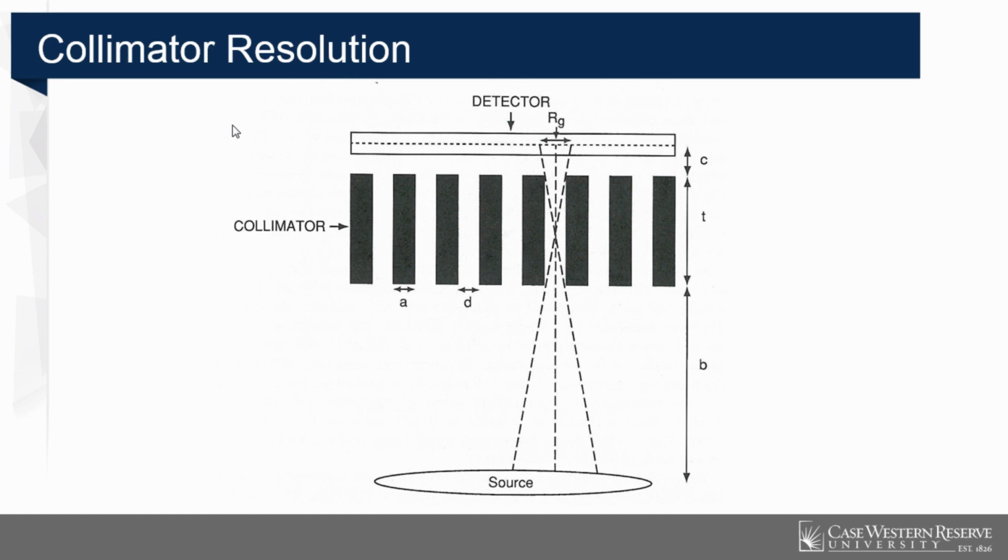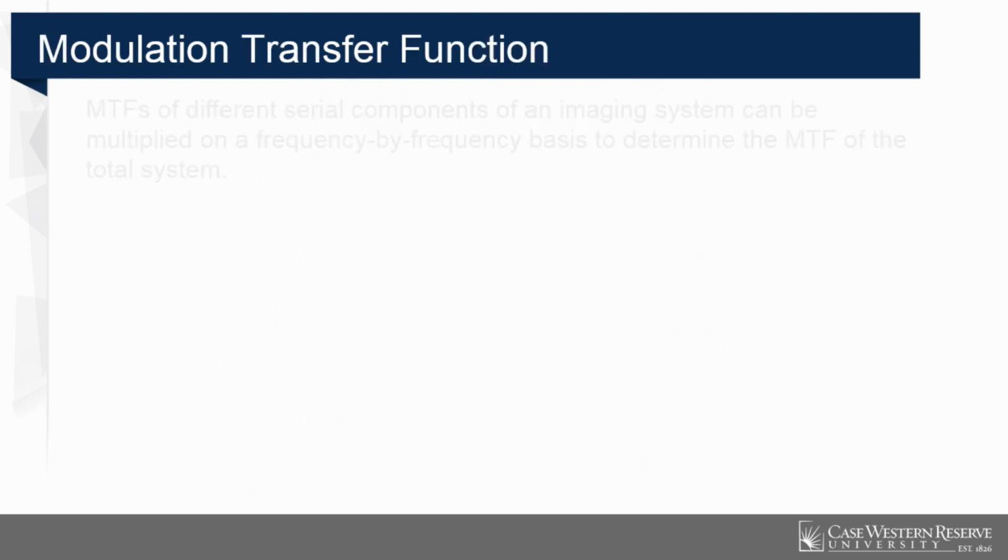Here's one example. Your collimator has different parameters, as we talked about. The length: long for high resolution, short for lower resolution, and high energy. The receptors have their width. So from these parameters, you can calculate the resolution.